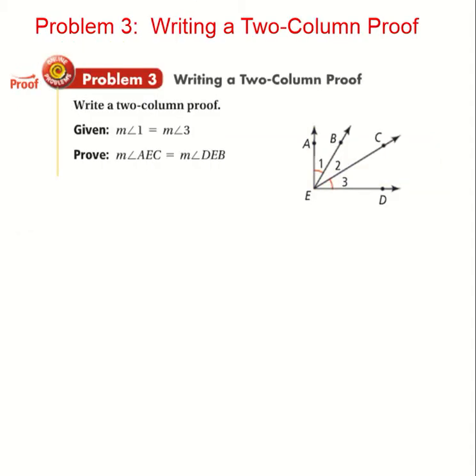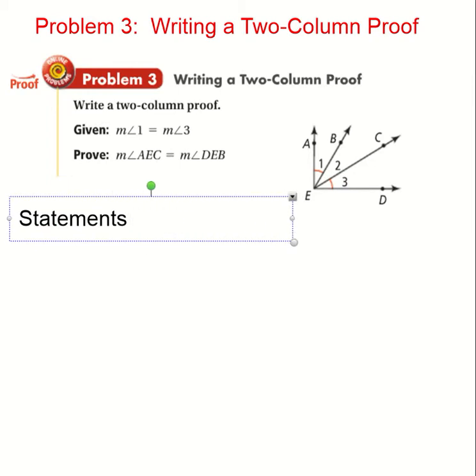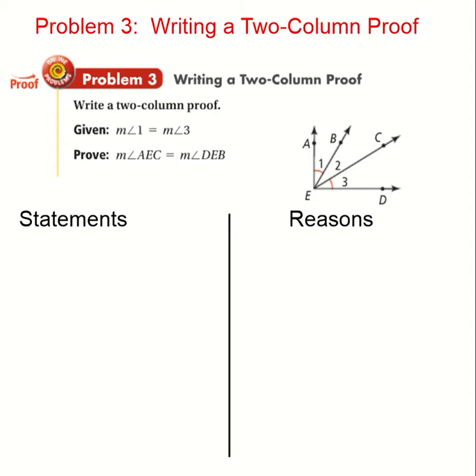So here's that same problem, and we're going to write a two-column proof of this. The first thing I'm going to do is set that up. We're going to have our statements, and then we're going to give it some space, and we're going to have our reasons over here. I'm even going to draw a line down there just so that I separate the two. And there we have it.